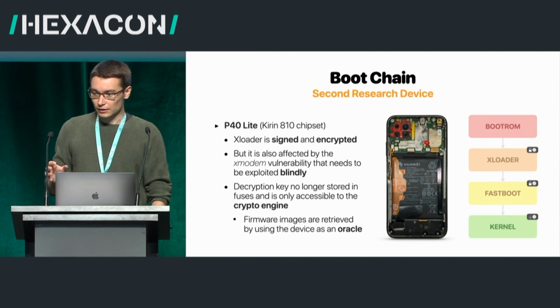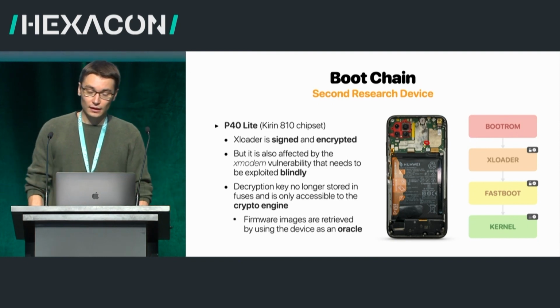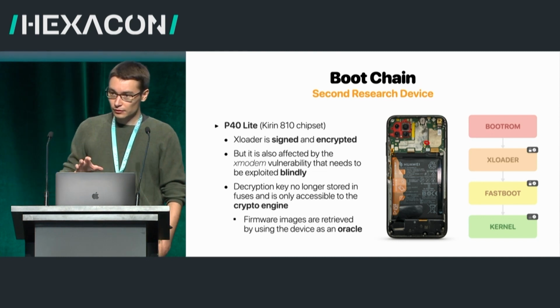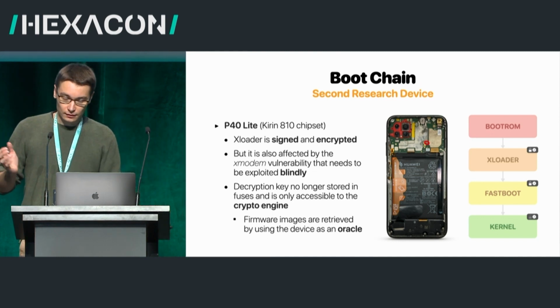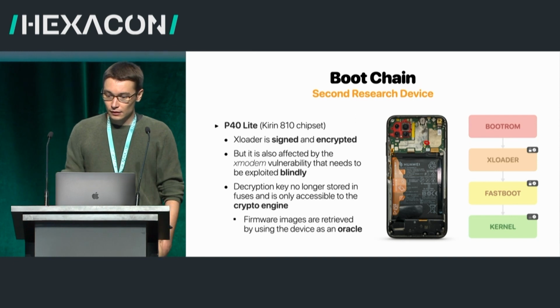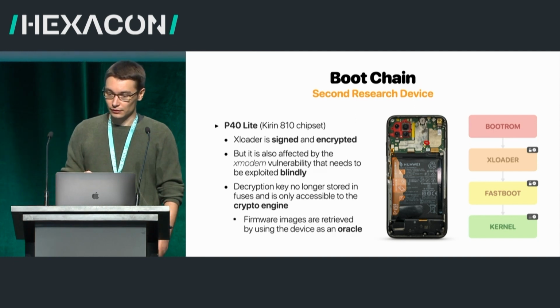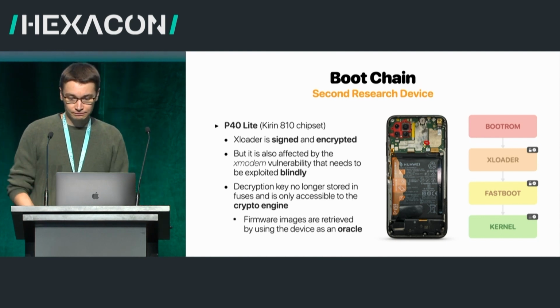Shortly after that, we acquired a second research device, this time of the next generation. It was a P40 Lite with a Kirin 810 chipset. Here, the X-Loader is signed and encrypted, but it suffered from the same vulnerability as the P30 Lite. So we could exploit it blindly, which wasn't too difficult because the X-Loader binary was very similar.